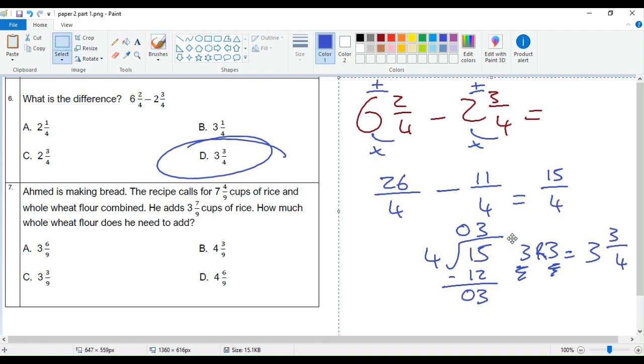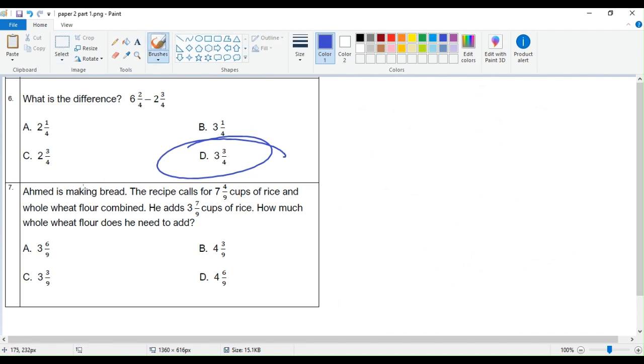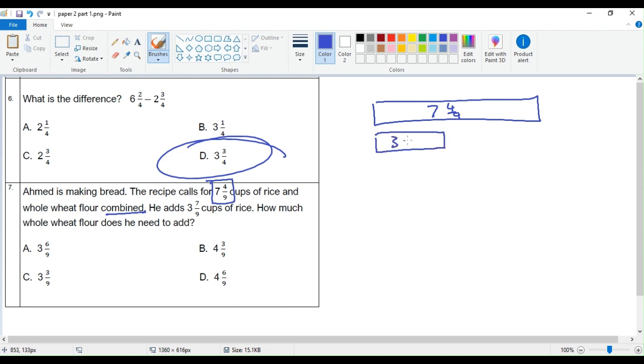Again, lots going on, but you're supposed to know this, guys. Question 7. Ahmed is making bread. The recipe calls for 7 and 4/9 cups of rice and whole wheat flour combined. So rice and whole wheat, 7 and 4/9. He adds 3 and 7/9 of rice. We want to find what the missing amount is here. To do that, we're going to subtract. So 7 and 4/9 minus 3 and 7/9.